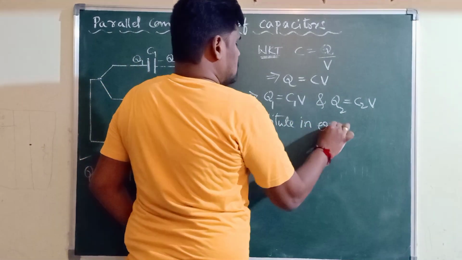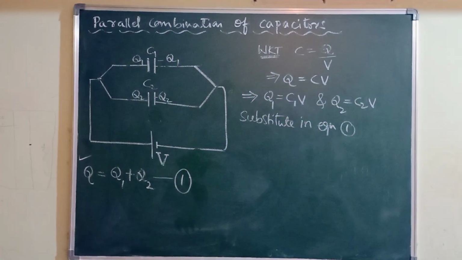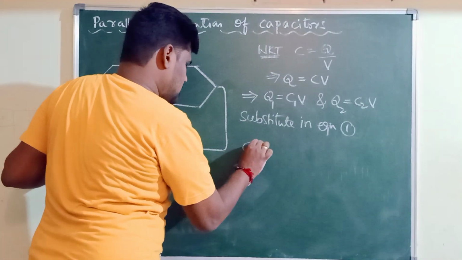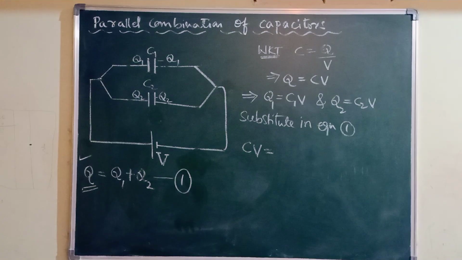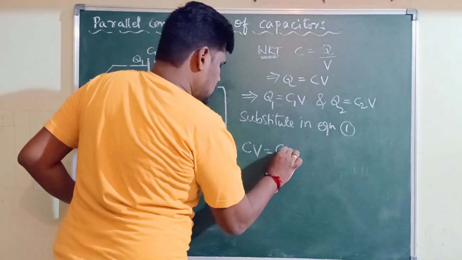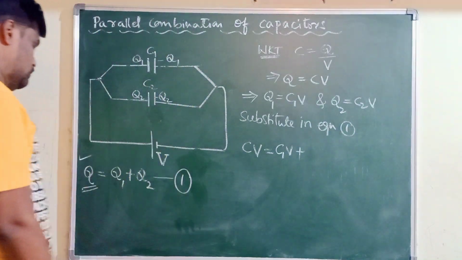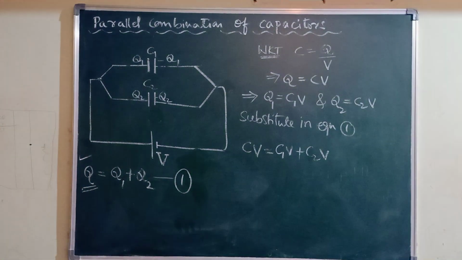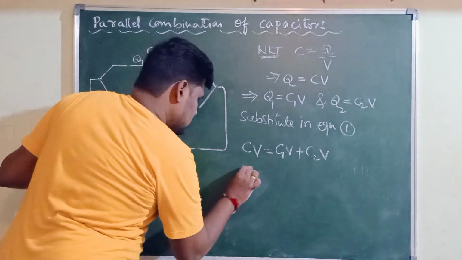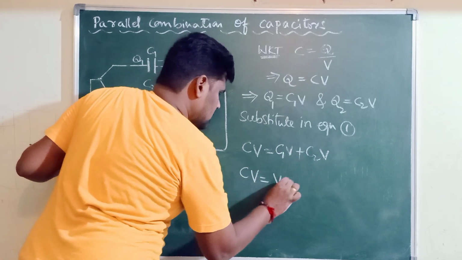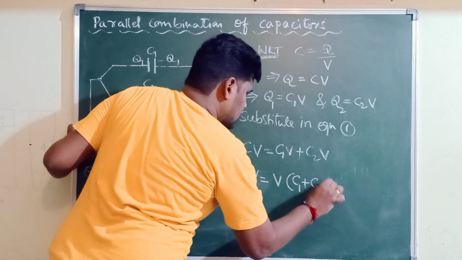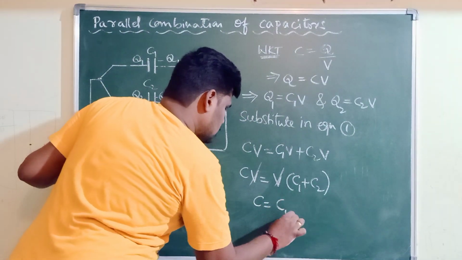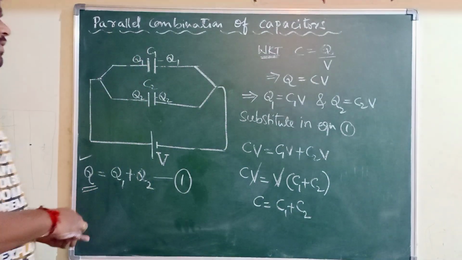If you substitute in equation number 1, Q is equal to CV, which is equal to Q1, that is C1V, plus Q2, that is C2V. So CV is equal to C1V plus C2V. Next step, take V common here, we are left with C1 plus C2. Next step, V and V get cancelled, we are left with C is equal to C1 plus C2, or else CP.